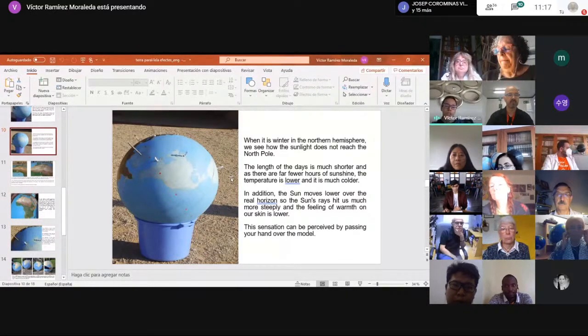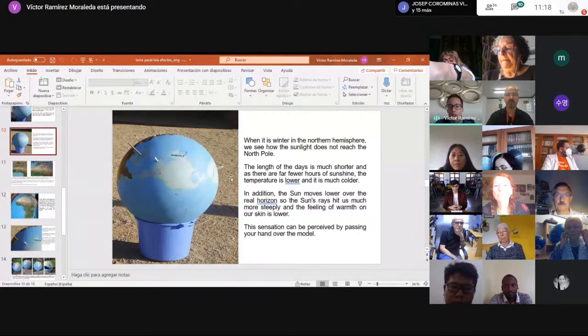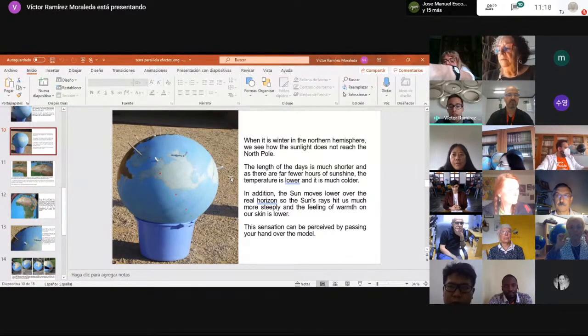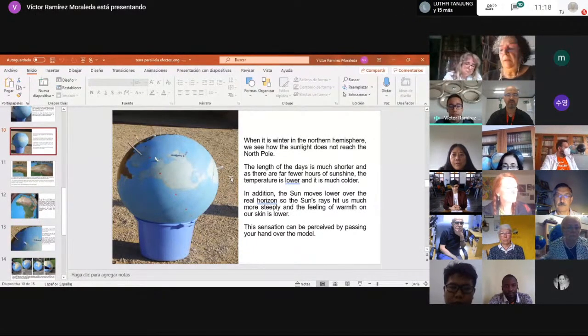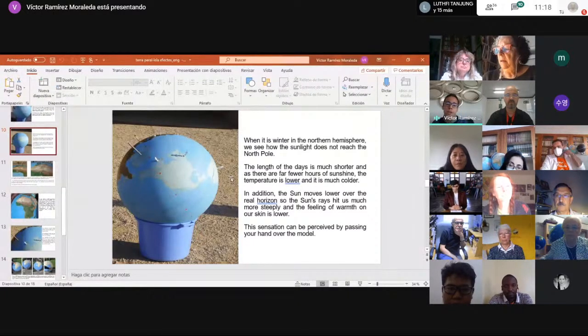Okay, when it's winter in the northern hemisphere, we see how the sunlight does not reach the North Pole. So consequently, the length of the days is much shorter and there are far fewer hours of sunshine, the temperature is lower and it's much colder.